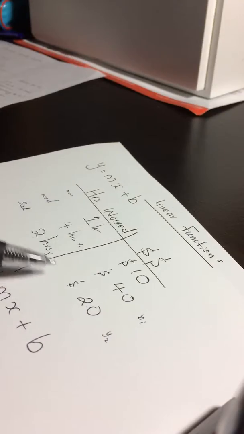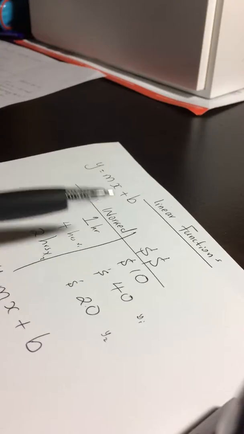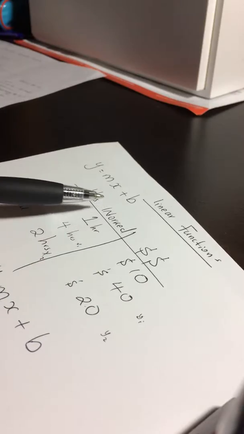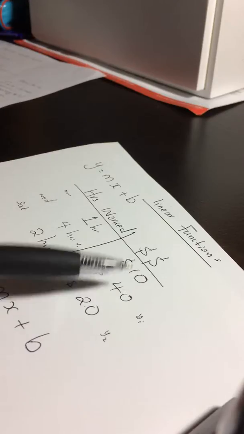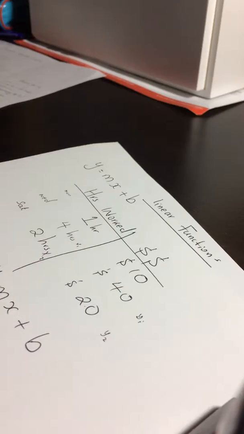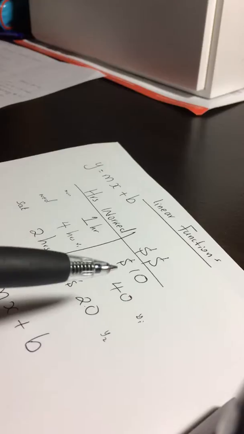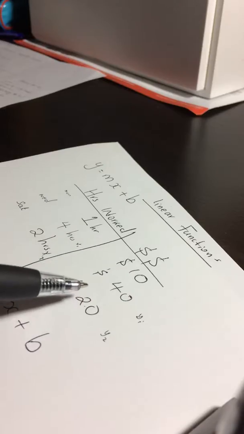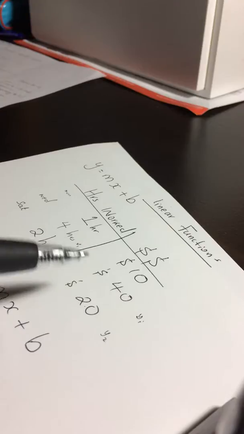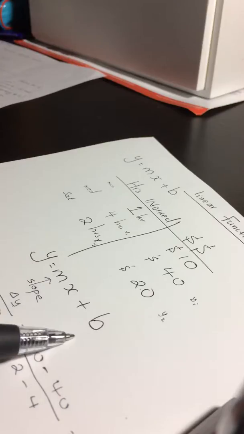So I put that data in a T table representing the hours worked as one variable, and the money you get paid as our other variable. Later on, we can call the hours X, and we'll call the amount you get paid Y. And that will all come together when we move on to creating this function and putting it into a formal representation called the slope-intercept form, which is this form right here: y equals mx plus b.